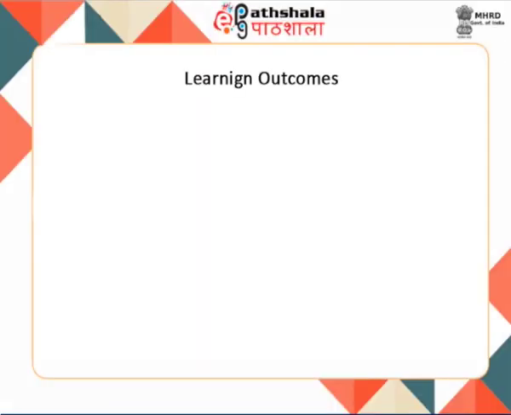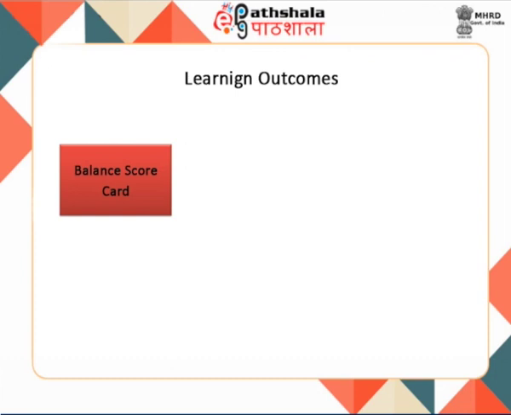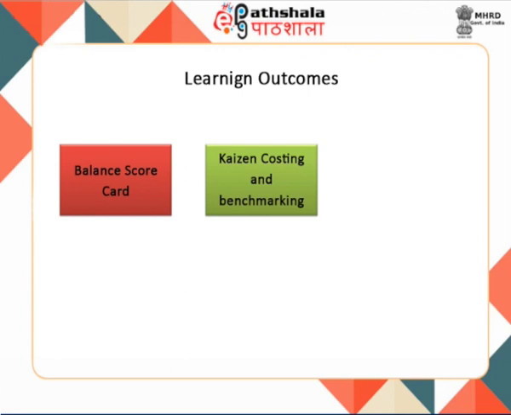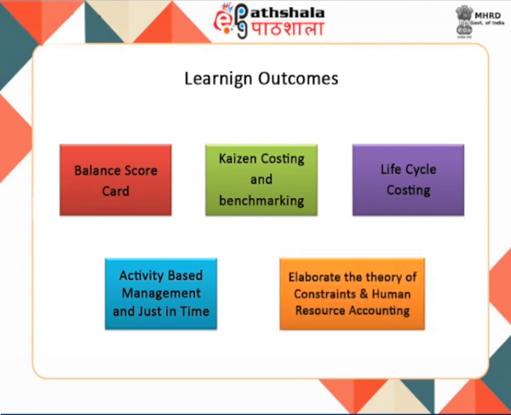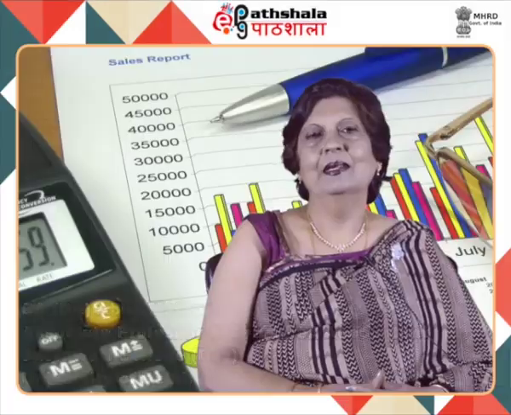After studying this module, we shall be able to learn the concept of balanced scorecard, target costing, know the meaning of Kaizen costing, benchmarking, understand the meaning of life cycle costing, learn the meaning of activity based management and just in time method, commonly known as JIT, elaborate theory of constraints and human resource accounting.